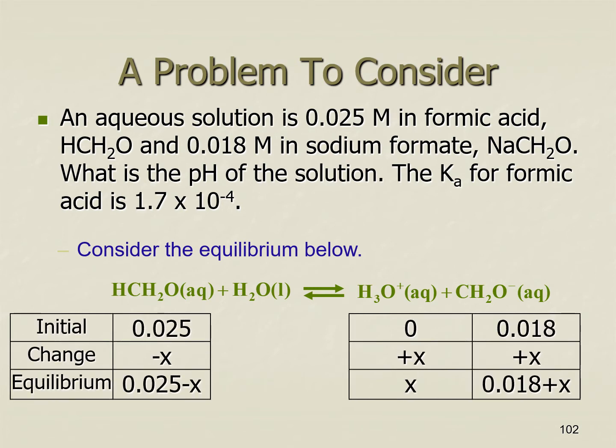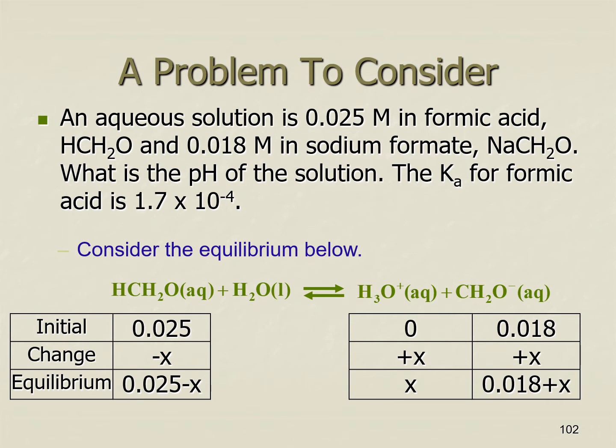Here's our ICE chart, on the left-hand side under formic acid. But this time, we don't have a 0 on the right-hand side with the formate ion. Instead, because we've put some in from another source, it's now 0.018 molar. So we start out, instead of with 0, with 0.018. The rest of the ICE chart gets set up as before. We're going to have some equilibrium shifting, some of the acid dissociating. So we have minus X.